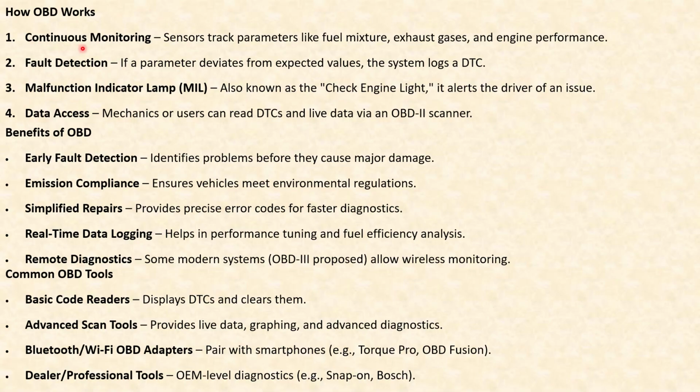Well, by now you would have gathered that the purpose of the OBD is continuous monitoring, and it monitors the sensors and tracks parameters like fuel mixture, exhaust gases, and engine performance. Next comes fault detection: if a parameter deviates from the expected value, the system logs a DTC. As of now, don't worry if you don't understand this. We will be discussing it elaborately when we come to the respective chapter.